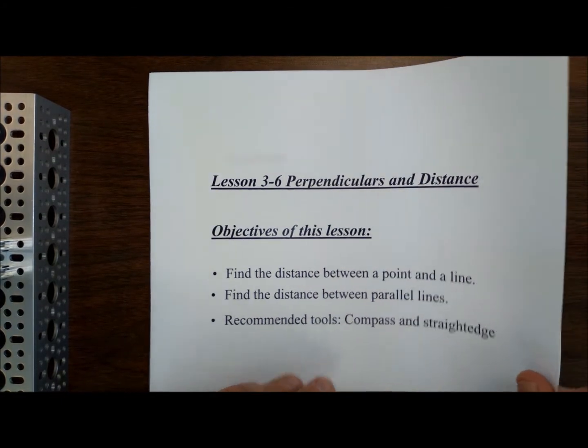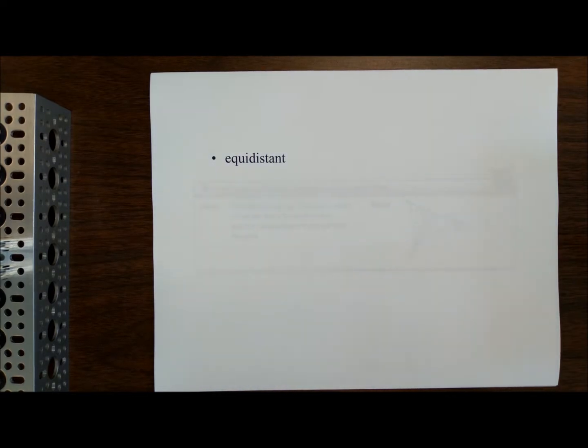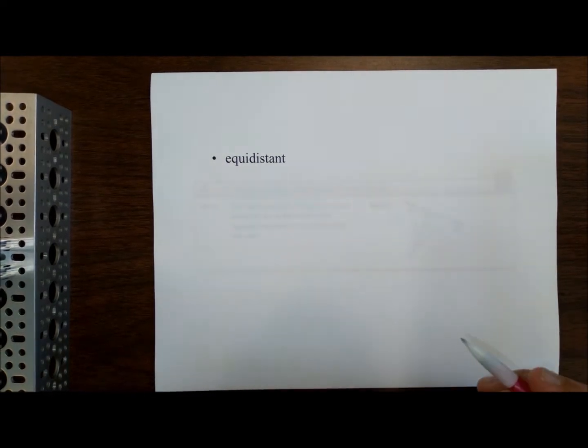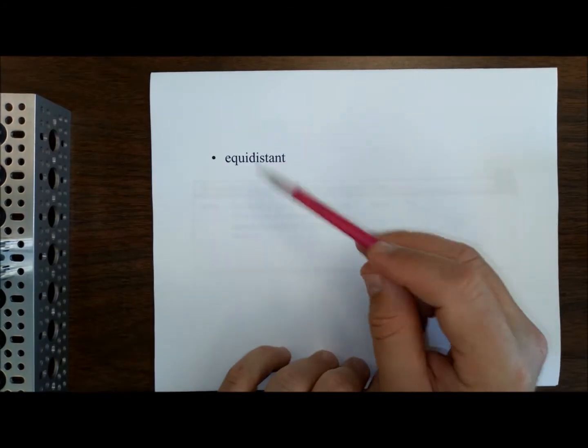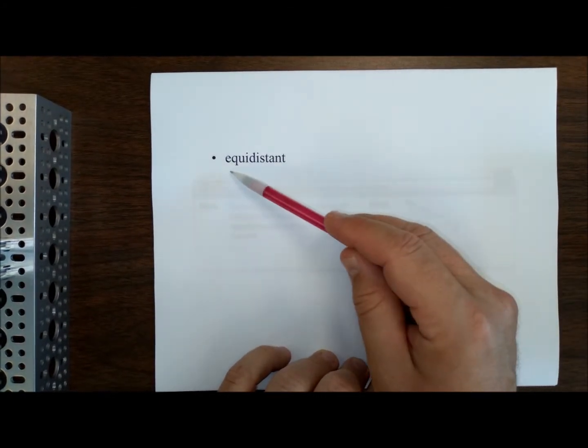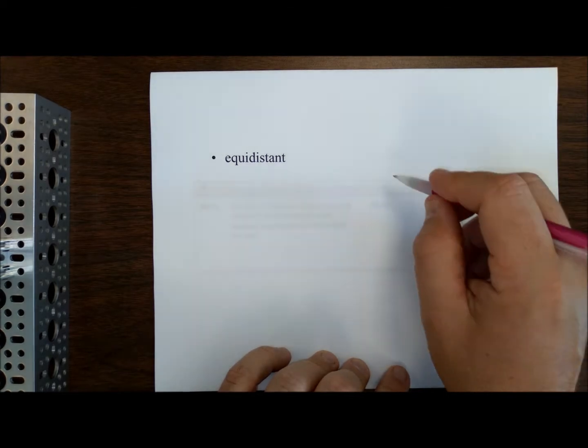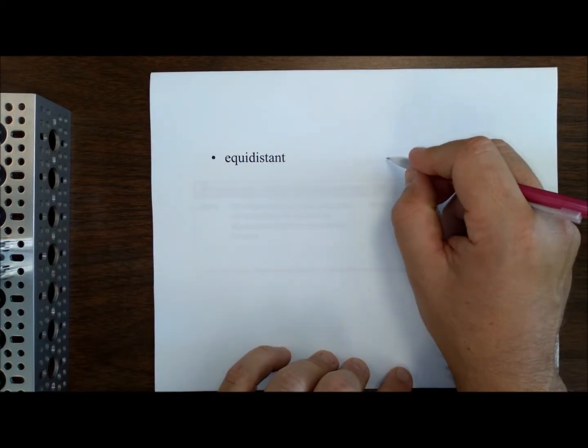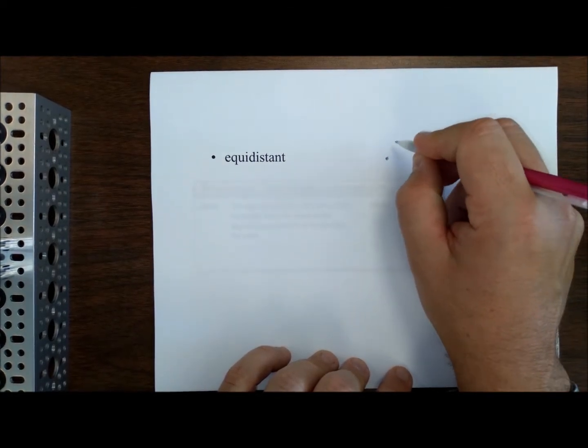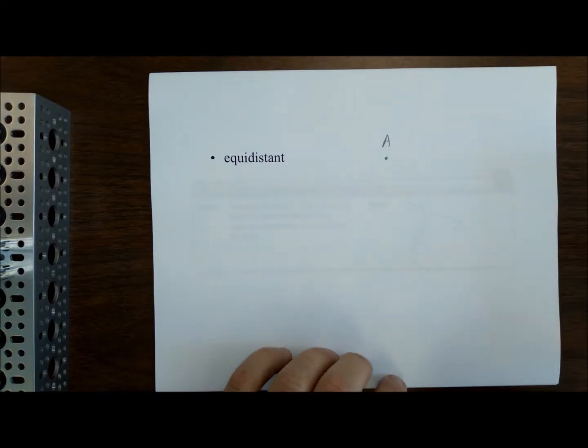Let's take a look at one new word that we're going to use here. This term equidistant. And really, equidistant, as you might imagine, means equal distance or the same distance. And usually we use it to refer to, let's say I have some point A, and I want to establish some points that are equidistant from it for some reason, usually with constructions.